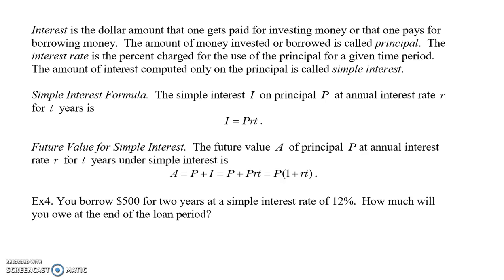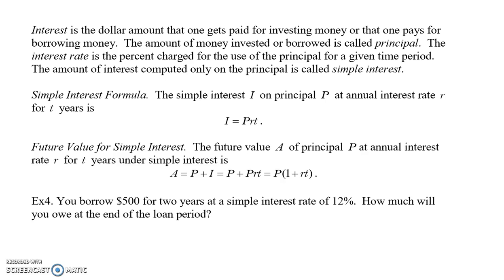So first of all, what is interest? Interest is the dollar amount that one gets paid for investing money, such as depositing money in a bank, or that one pays for borrowing money, that is, if you would get a loan. The amount of money invested or borrowed is called principal. The interest rate is the percent charged for the use of the principal for a given time period. The amount of interest computed only on the principal is called simple interest. So if interest is computed only on the initial amount of money invested or borrowed, that's called simple interest.